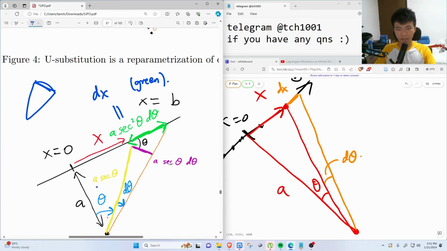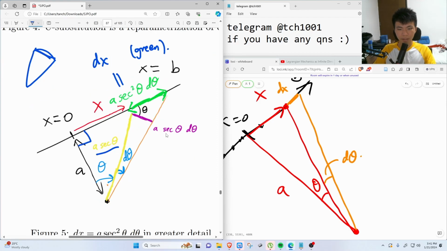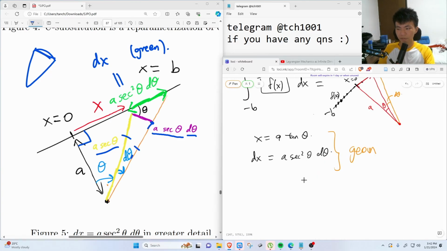And so the yellow line over here is a secant theta, because it's the hypotenuse of this right angle triangle. And this isosceles triangle over here, where the yellow and part of this orange line, this isosceles triangle has an arc length of a secant theta d theta. Then from this arc length, tracing a bit of angles, we know that this angle down here, this black angle between the green line and the purple line, is also theta. And so the green segment, the dx, is a secant squared theta d theta, right? So essentially what we have done is we have given a geometric interpretation for the differentials dx and d theta and how they relate to each other.